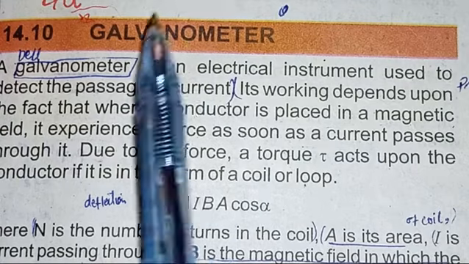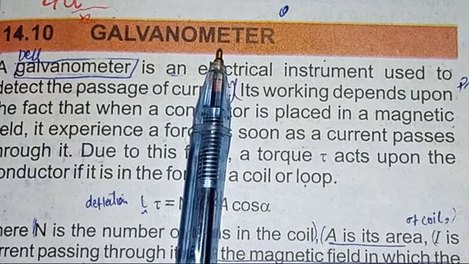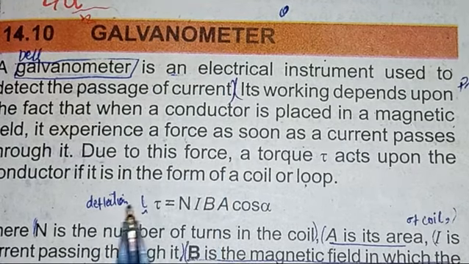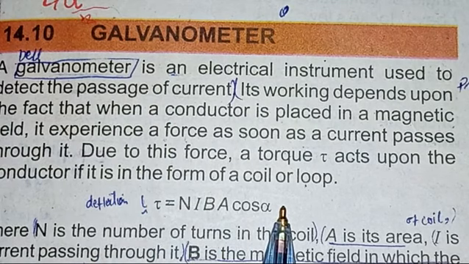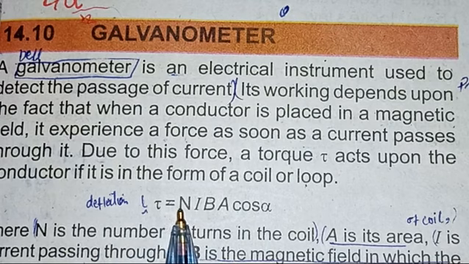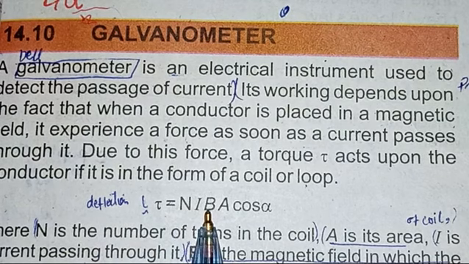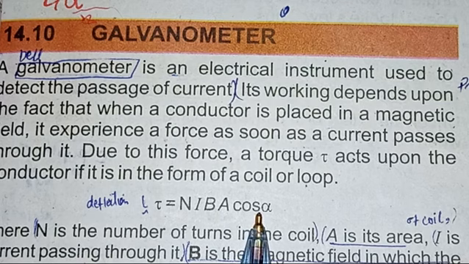Yesterday we learned about galvanometer, we defined galvanometer, and we calculated the value of torque with the help of NIBA cos alpha, where N represents the number of turns, I is current, B magnetic field, A area of the coil, and cos alpha is the angle between magnetic field and the conductor. Right?